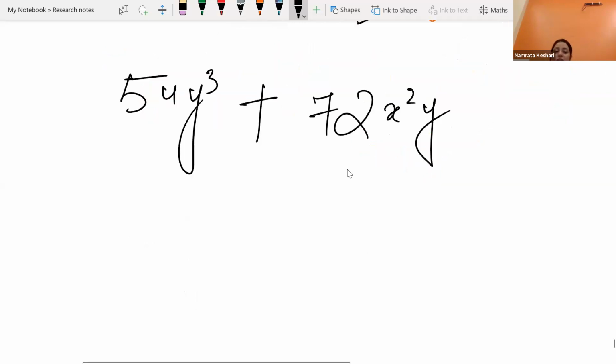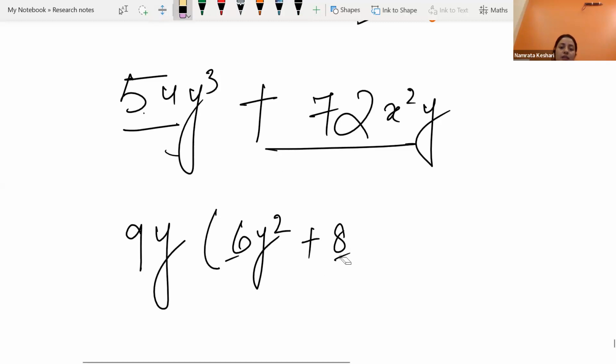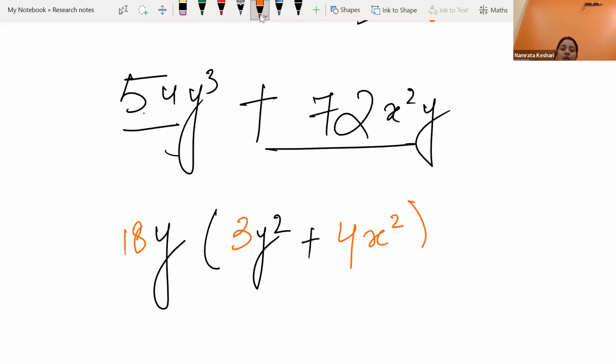However, since we are doing the factorization, we will again see what is common from these two. Okay, so we can see y is common. And what else is common? 8 is common? No. 4 is common. 9 is common. I think 9 is common. Check it. I know more than that we can take. Yes, more. Still 6 and 2 we are having. So 18 is common, I think. Right? Yes, ma'am. Are you getting me? 18y is common. 18 3 times 54. 18 4 times 72. And here x square will be remaining. This is our factorized form.